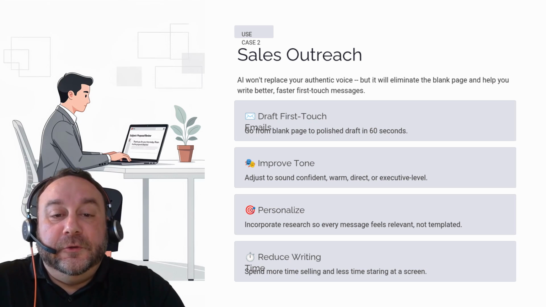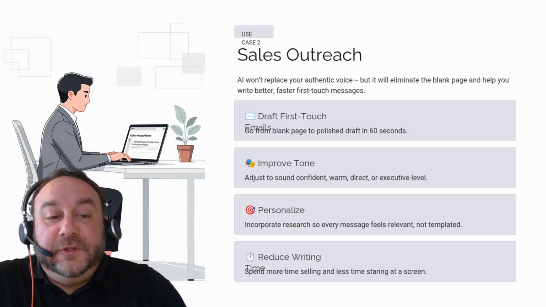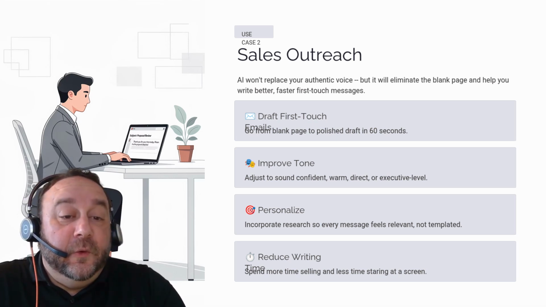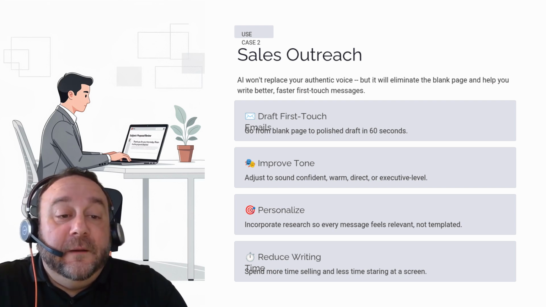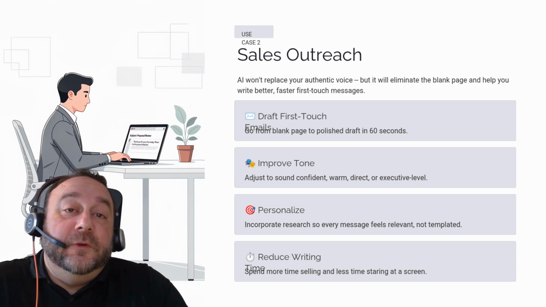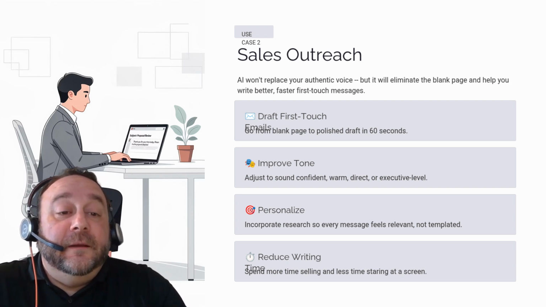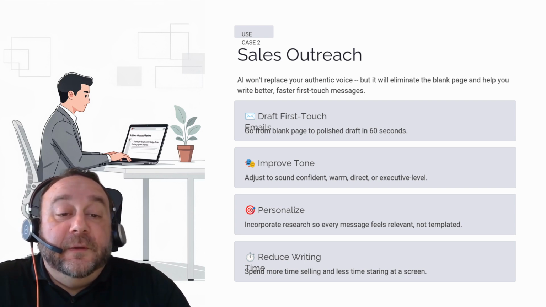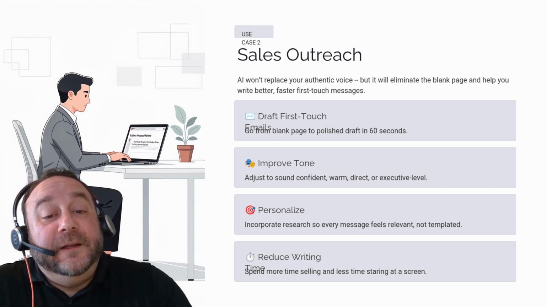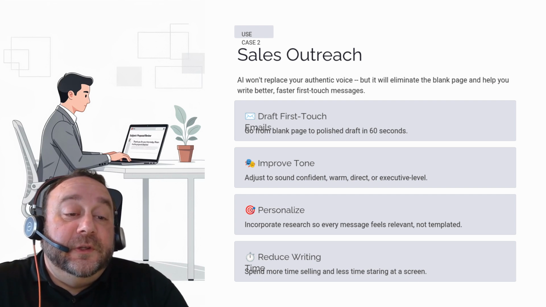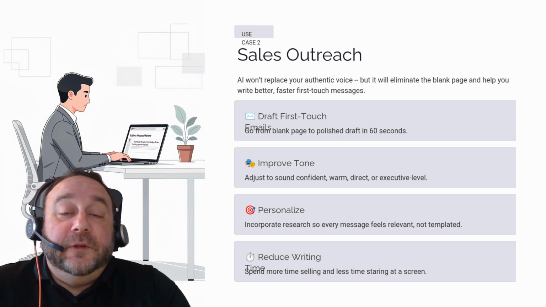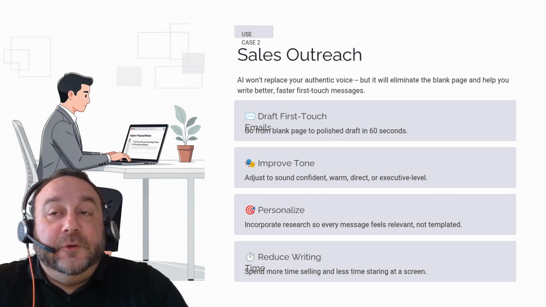The second high value use case is outreach. AI can be very useful here because many salespeople lose time staring at a blank page or rewriting the same email over and over. A good AI prompt can help you get to a cleaner first draft much faster. This does not mean AI should send every message untouched. What it means is that AI can help you build the first version, sharpen the language, explore different angles, and reduce the time it takes to draft something usable.